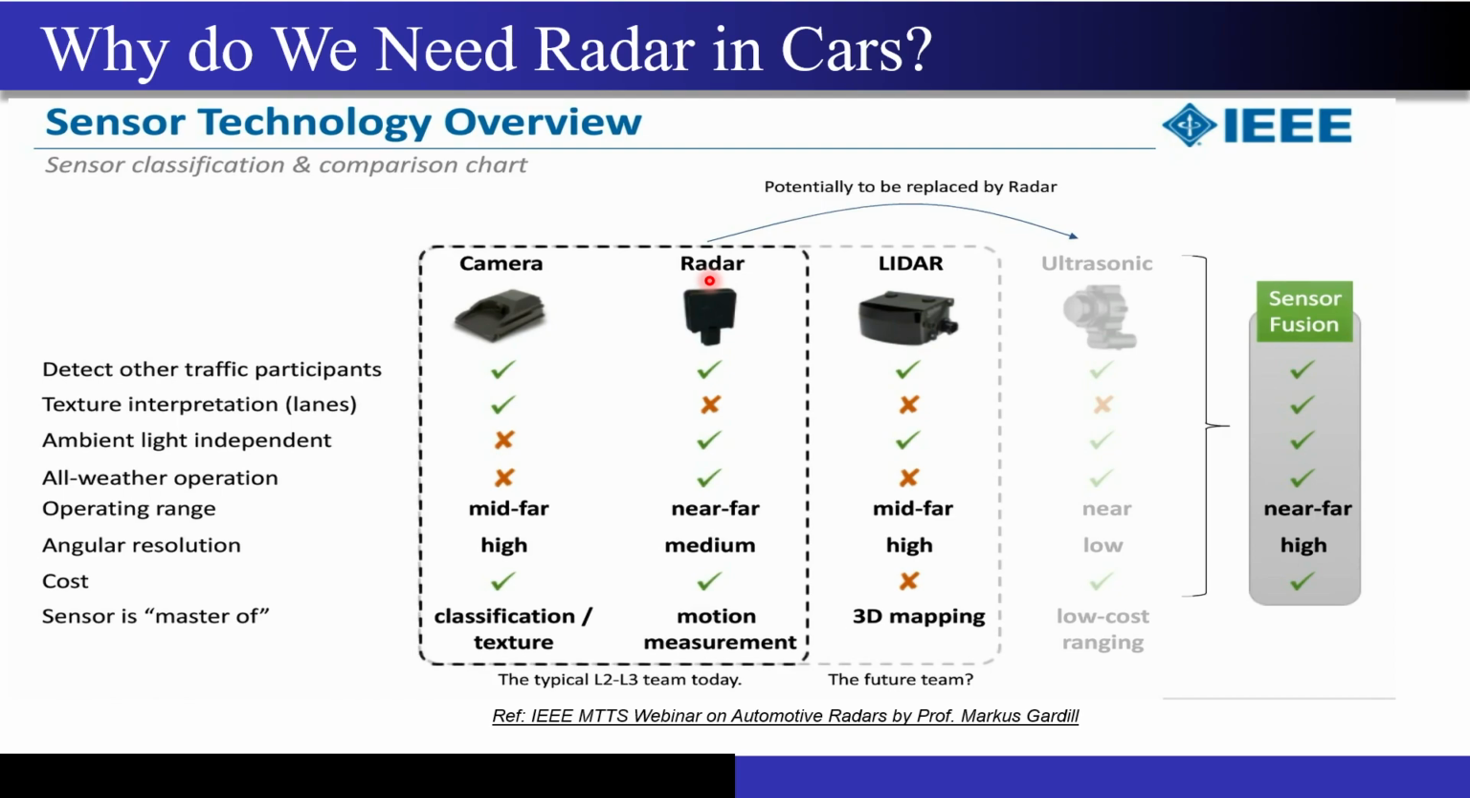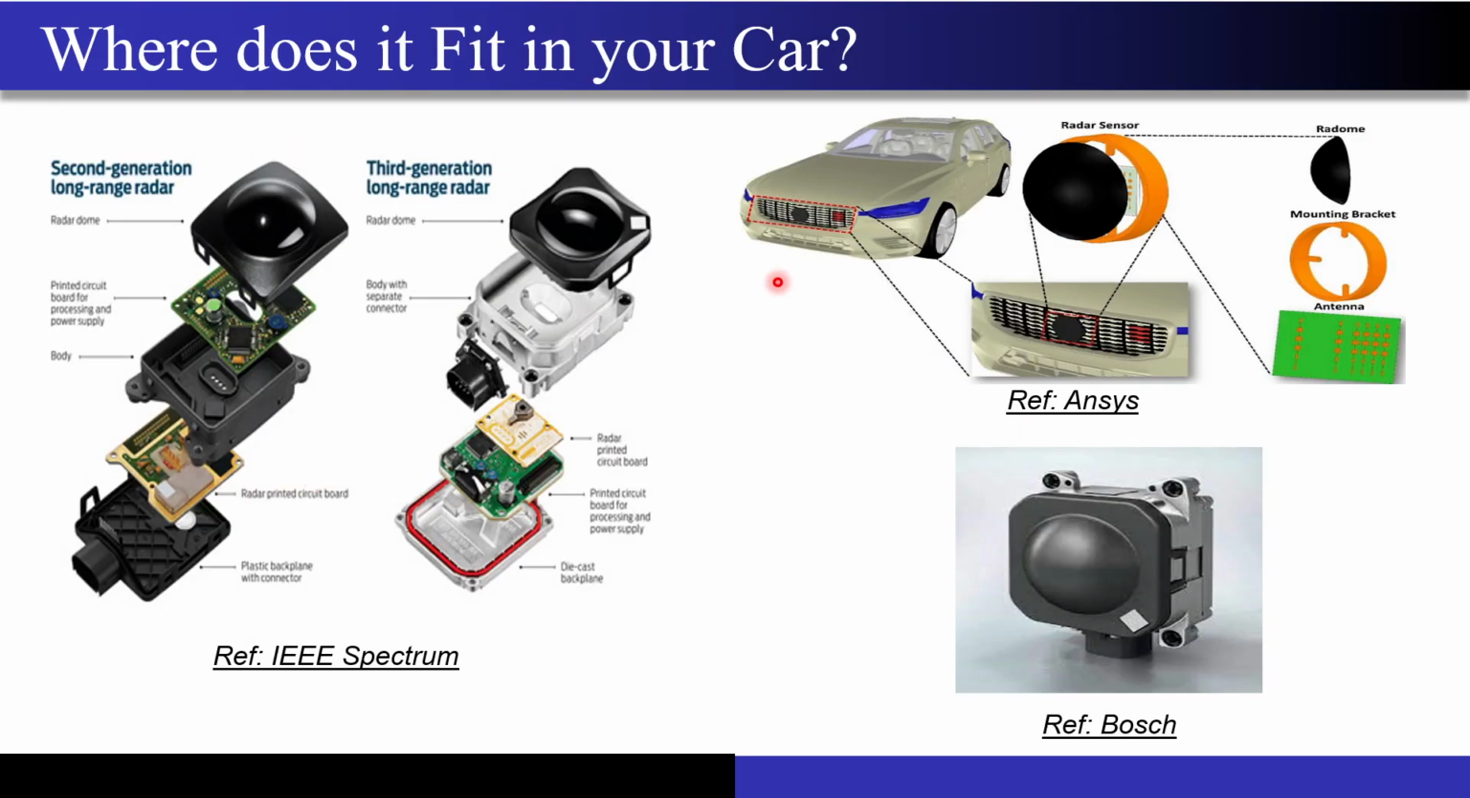Why do we need the radar? You can see all weather operation: camera doesn't work, lidar doesn't work, but only radar can work under all weather operations. So now, where does it fit in your car?